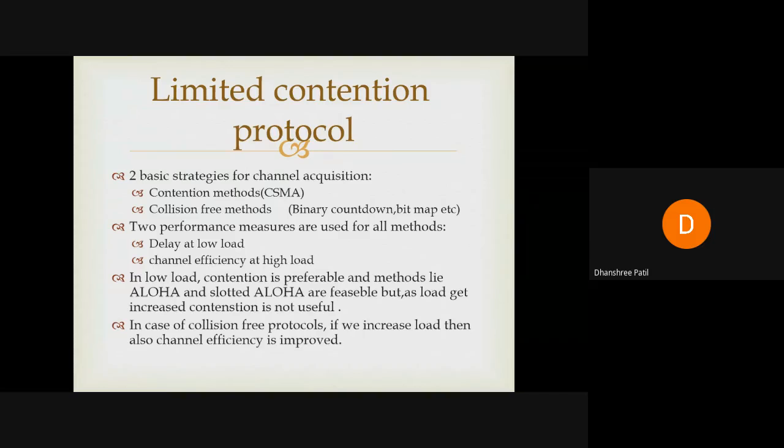We can use two performance measures for all these methods. The first one is the delay at low load. Delay at low load means, if the number of stations is very low, how much time it will take to give every station a chance to access the channel.